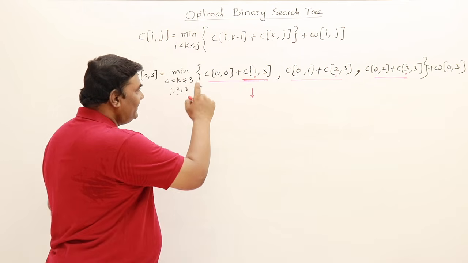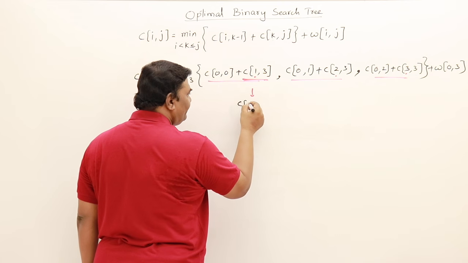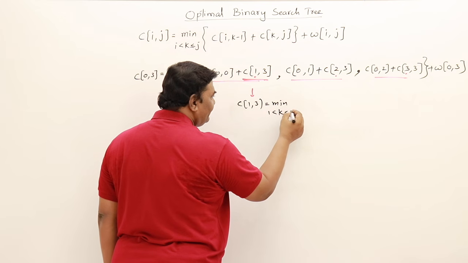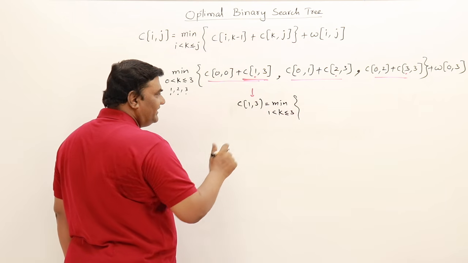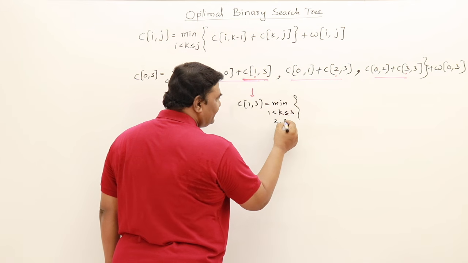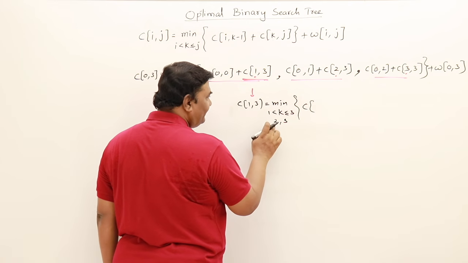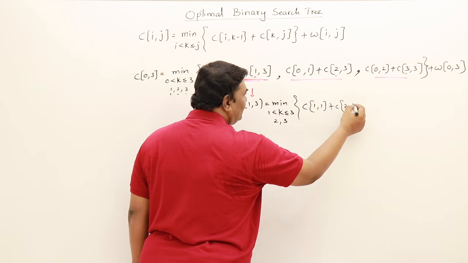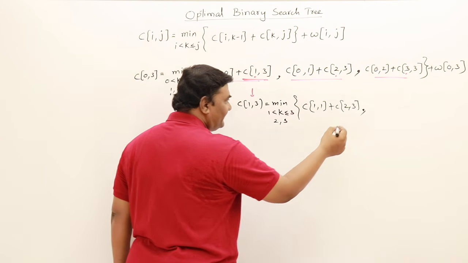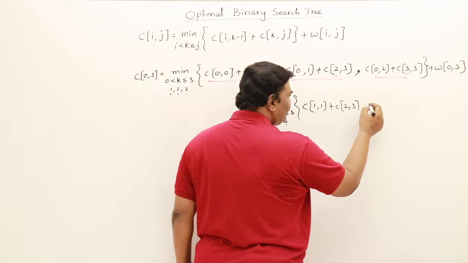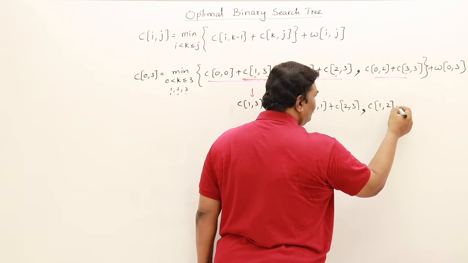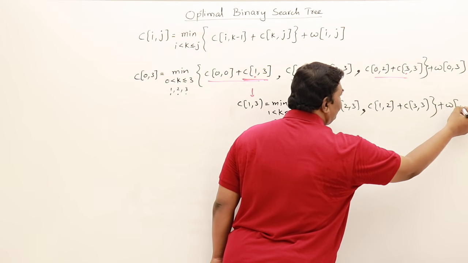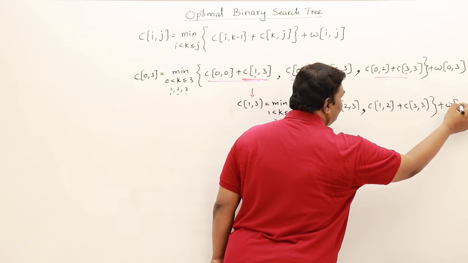Just watch. If I try to expand here, c of 1, 3 is nothing but the minimum over k, where k takes values greater than 1 and less than or equal to 3. So what are the possible values of k? k can take values greater than 1, meaning 2 as well as 3. First, k value is 2, so this will be c of 1 comma 1 plus c of 2 comma 3, and the next k value I will take as 3. So this will be c of 1 comma 2 plus c of 3 comma 3. Then plus weight of 1 comma 3.